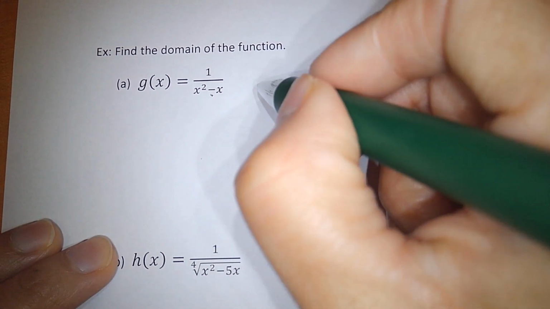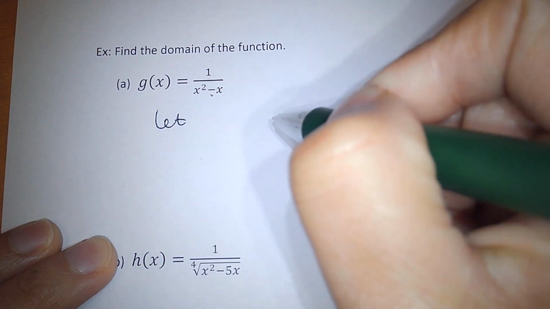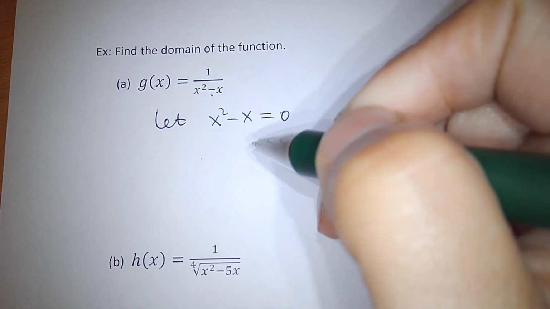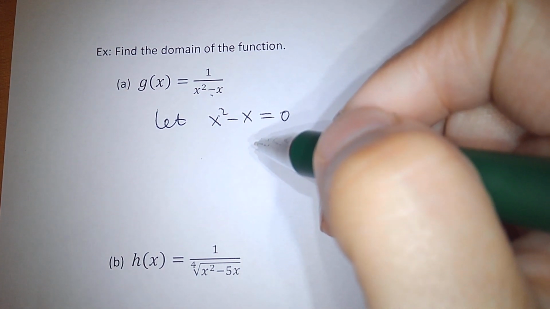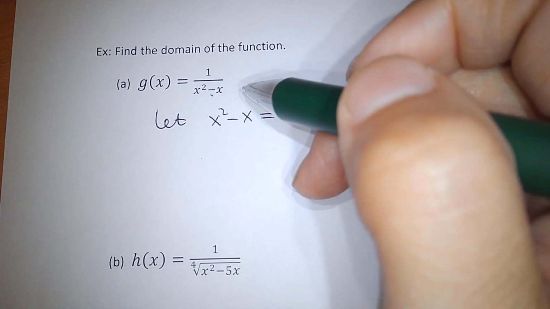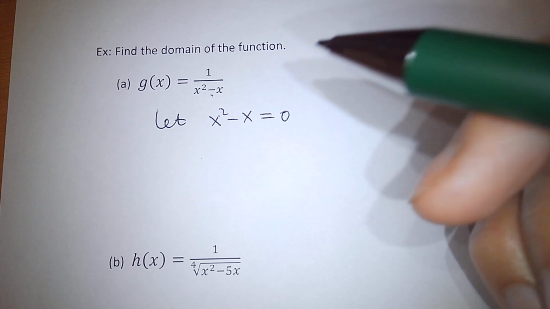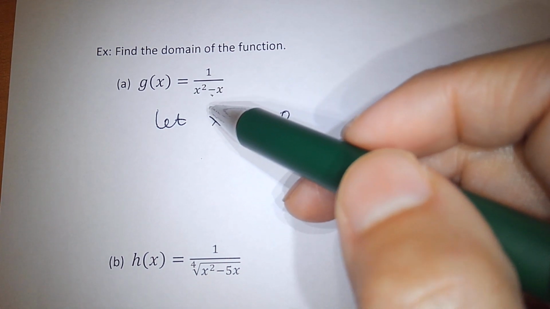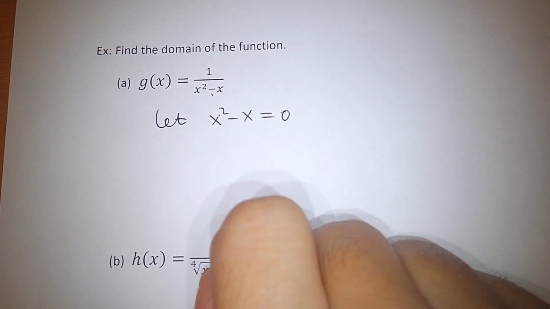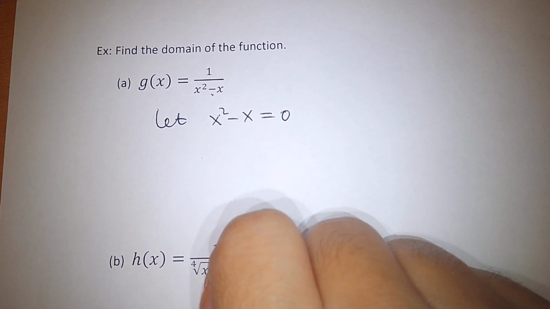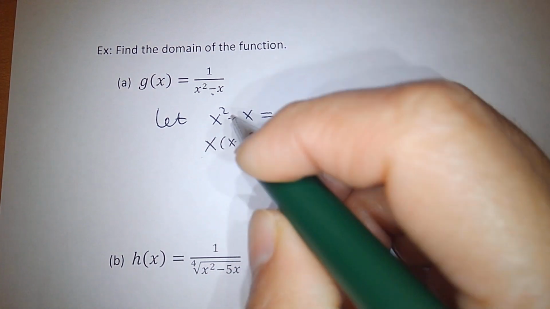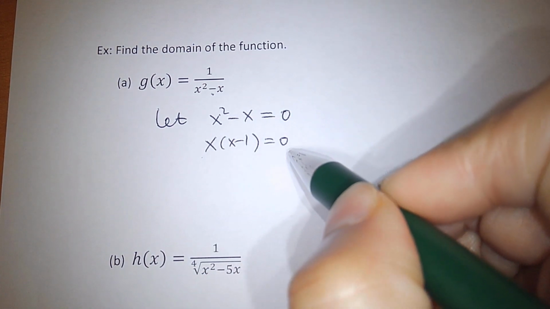So what we can do is let x squared minus x equal 0, and solve for the x values. Those x values will actually make the denominator equal 0. So eventually, we want to get rid of those x values, right? So how do we solve x squared minus x equals 0? How? Factor the x out. So this is x times x minus 1 equals 0.